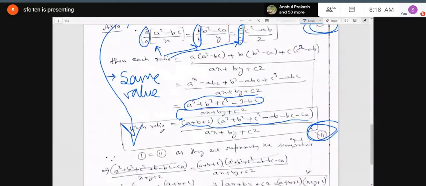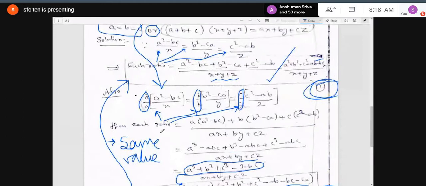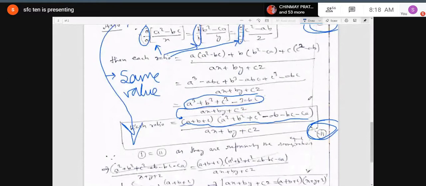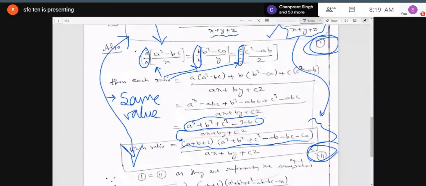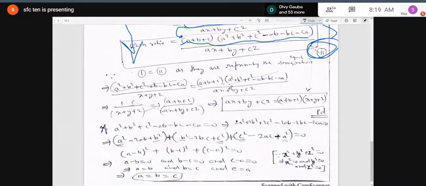And what was the first? First one, that a square plus b square plus c square. If you go through the first result, I have written a square plus b square plus c square minus ab minus bc minus ca upon x plus y plus z. And from the second result, each ratio was coming as a plus b plus c into a square plus b square plus c square minus ab minus bc minus ca upon ax plus by plus cz. So if a square plus b square plus c square minus ab minus bc minus ca, suppose it is not equal to 0, then they can be cancelled also.